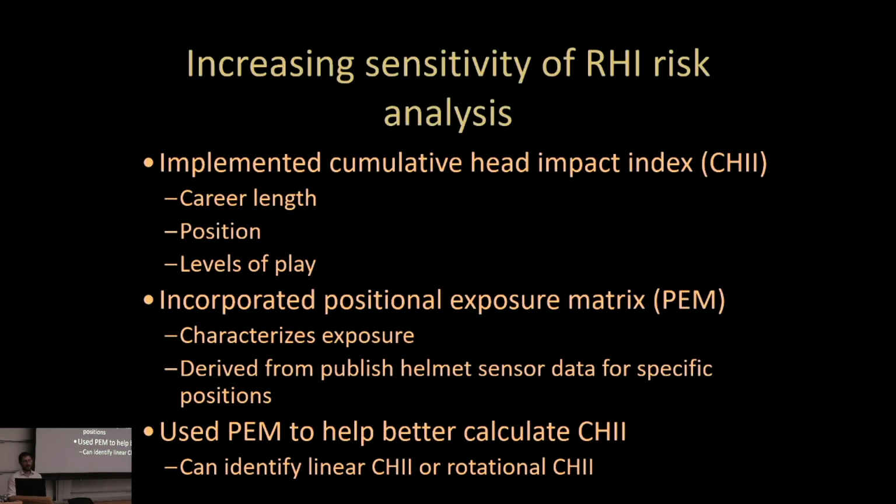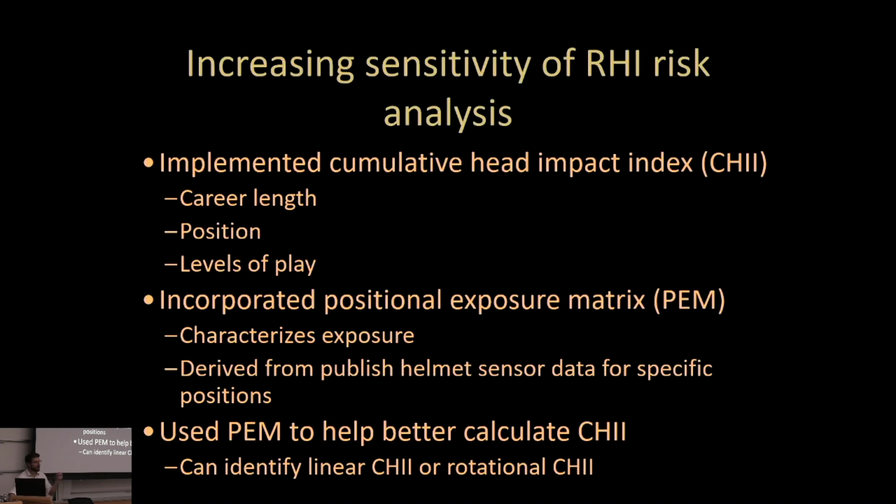And we implemented what was called a cumulative head impact index, or a CHII-score. This CHII-score takes into account the career length, so how long you played, it's still an important number here, the position and the level of play. And it also incorporates what's called a positional exposure matrix. So this characterizes the exposure better. It takes helmet sensor data and adds that into the model for specific positions of play. This is just for football now, since that's a lot more published and well understood in terms of positions and accelerometer data. So we take that RHI, add the CHII, and we have a much better measure of trauma.